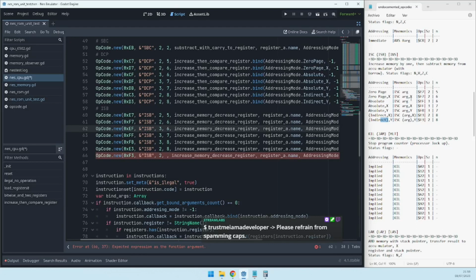Hey! What's up? Trust me, I am a developer. Looks like the automatic bot did not like that you were writing in all caps. So you can try again without all caps.